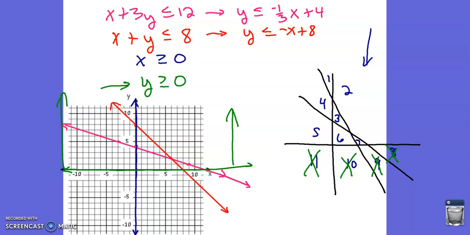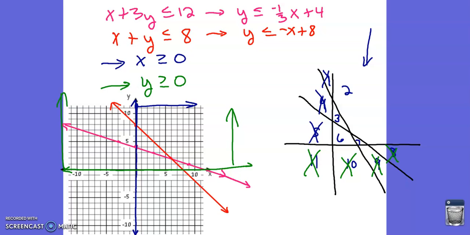Now let's look at the blue one. The blue one says x is greater than or equal to 0. That's the blue line right here, and it says x is greater than that, so I'm going toward the right of that. That rules out sections 1, 4, and 5. So it has to be section 2, 3, 6, or 7. I've narrowed it down just by looking at that.